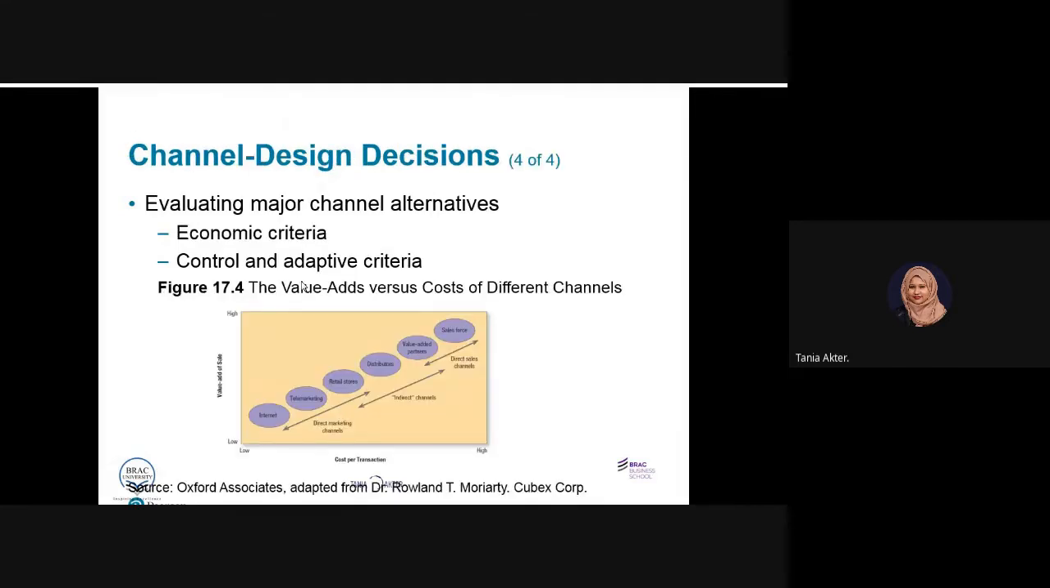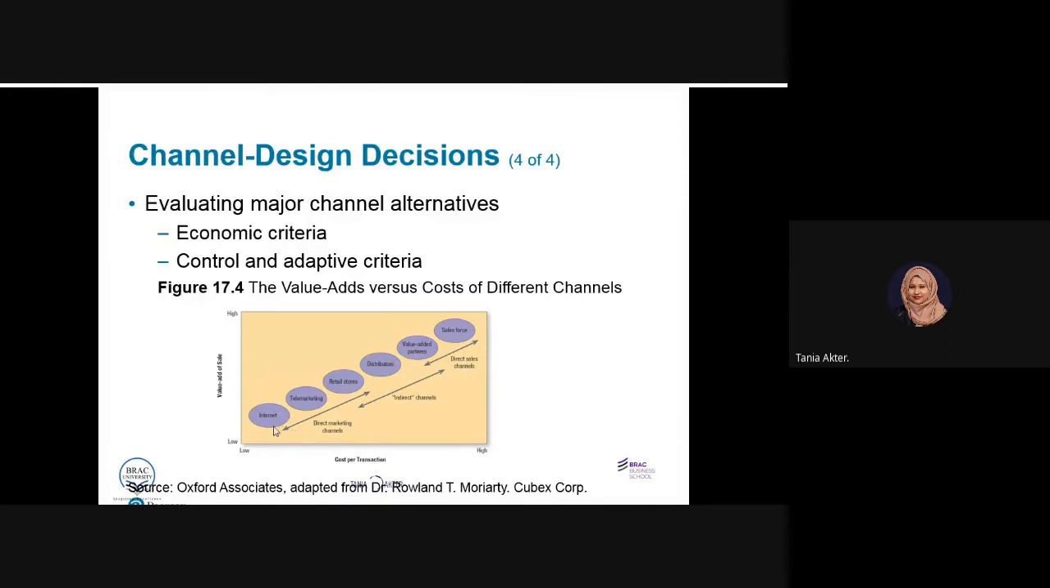In channel design decisions, we need to also think about the economic criteria. In evaluating the alternatives, there are two criteria. One is economic criteria, the second one is control and adaptive criteria. As you can see in the figure, this is called value adds versus cost of different channels. This is the value addition of each of the channels and this is the cost per transaction.